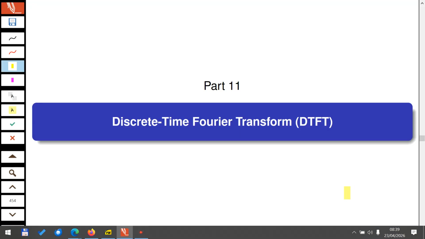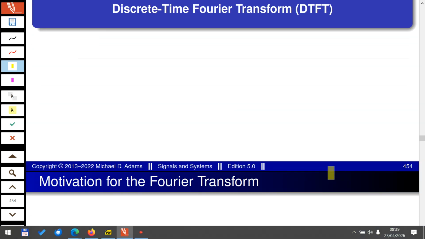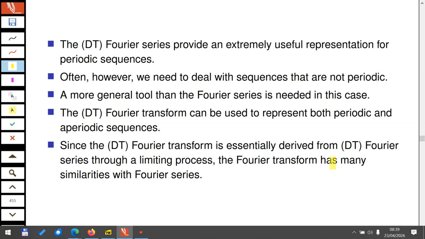Just like you had the continuous time Fourier transform, and we needed it for aperiodic signals, similarly for aperiodic discrete time signals, we need this tool, the discrete time Fourier transform. This is just a recap. Although it's for discrete time, it will remind you of many of the steps we needed in continuous time. The discrete time Fourier series we discovered last time is an extremely useful representation, but only for periodic sequences, right?